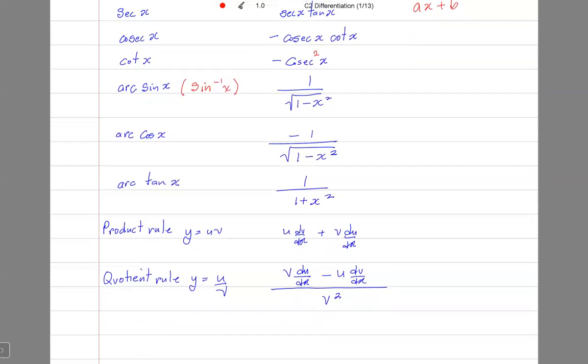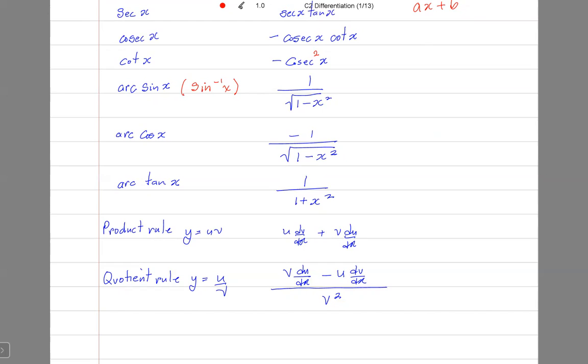The product rule says, if y is equal to u multiplied by v, where u and v are functions of x, the derivative of y is equal to uv is u multiplied by the differential of v plus v multiplied by the differential of u. I normally just say leave the first, differentiate the second, plus leave the second, differentiate the first.